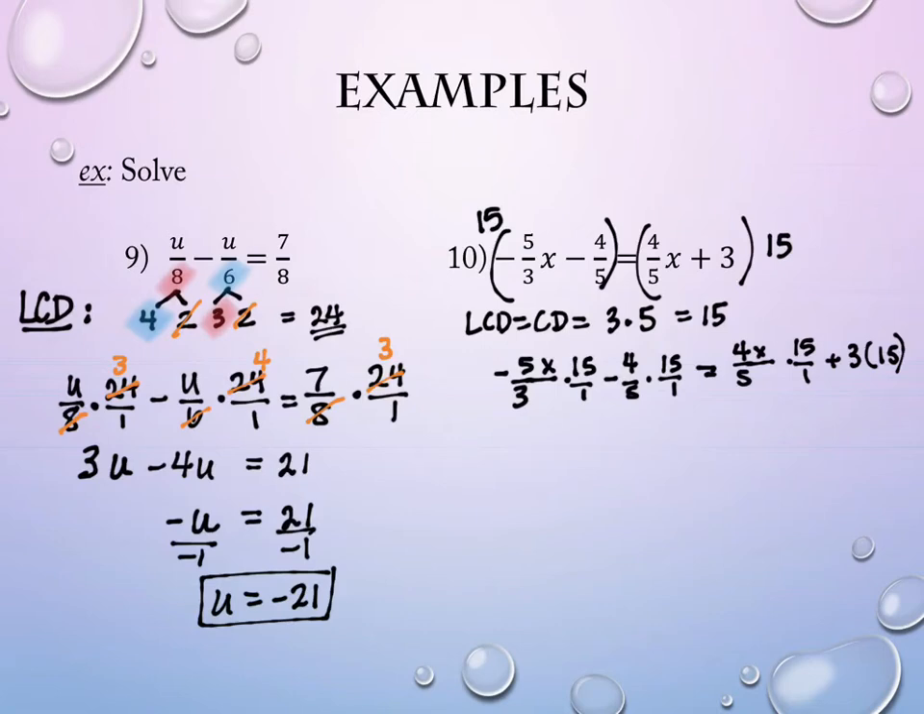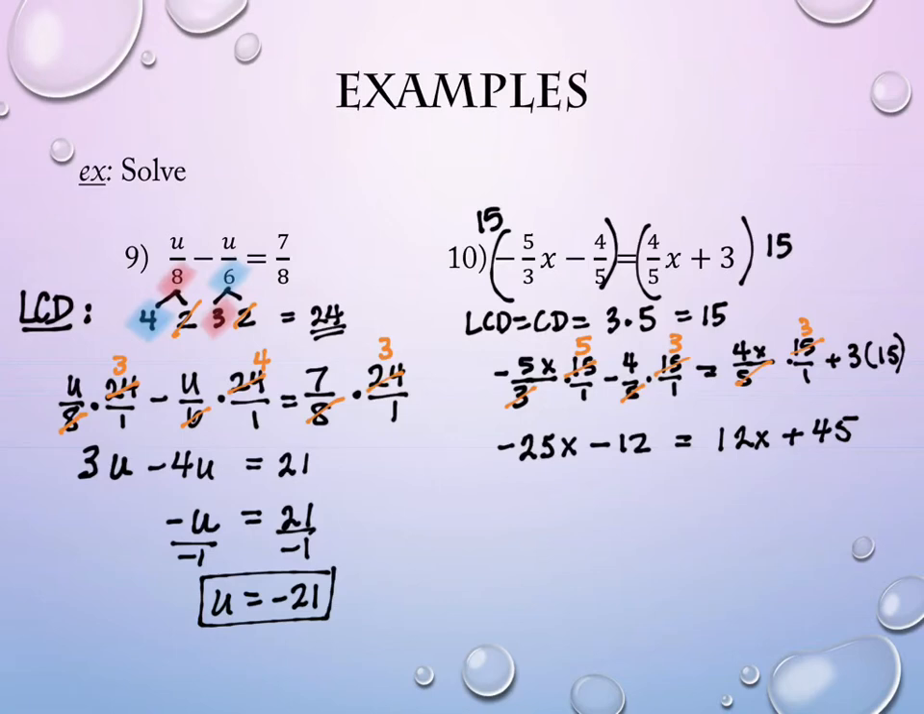Okay, all those denominators are going to cancel. 3 cancels with 15 to give me 5. So I now have negative 5x times negative 5, which is negative 25x. In the middle, I've got 4 over 5 times 15 over 1. So this 5 and this 15 cancel to give me 3. And then the 4 times the 3 is 12, so negative 12. I've got another 5 and 15 to cancel to give me 3. So I've got another 12, but this time it's 12x. And then 3 times 15 is 45. Okay, so we've achieved the whole getting rid of the fractions part.